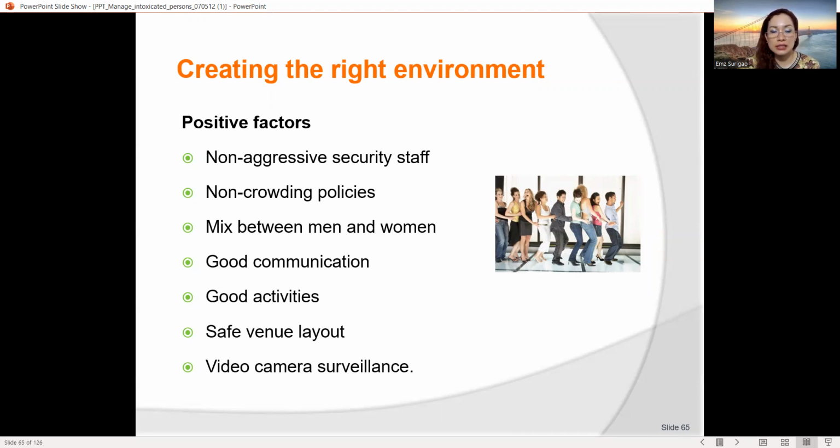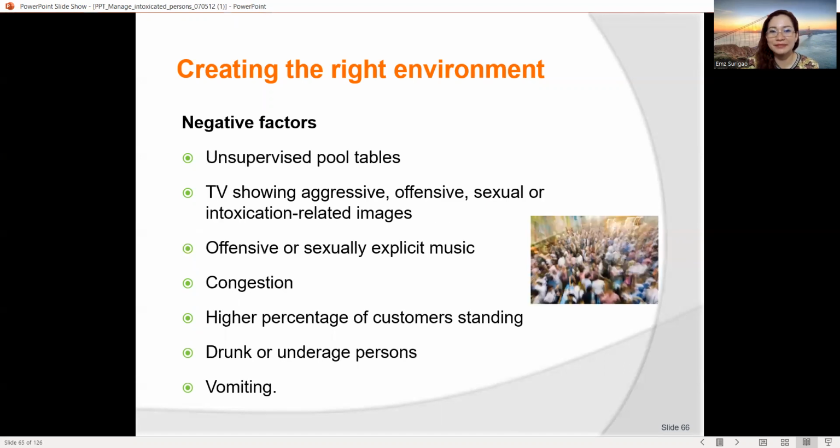Non-crowding facilities, mix between men and women. Good communication is very important as well. Good activities, safe venue layout, and video camera surveillance is very important.